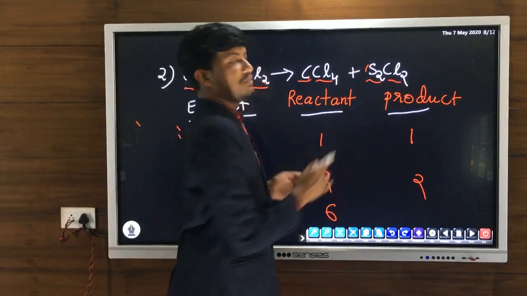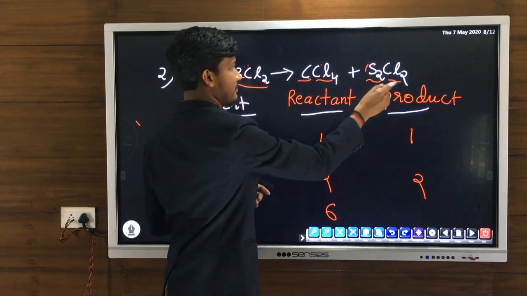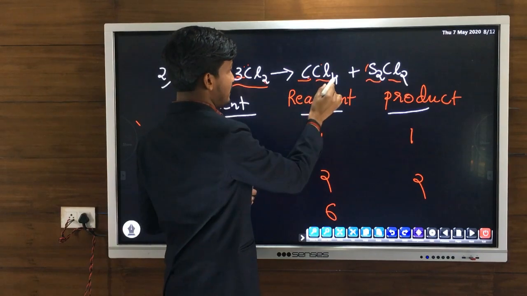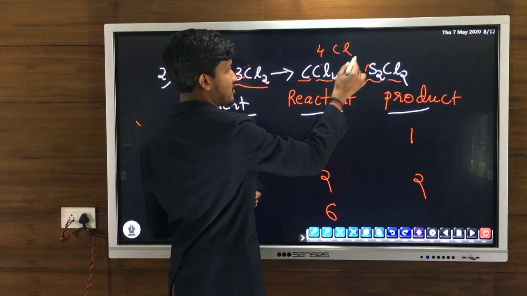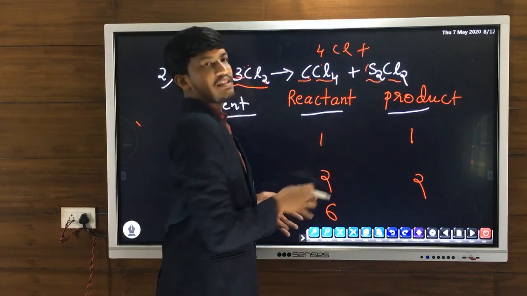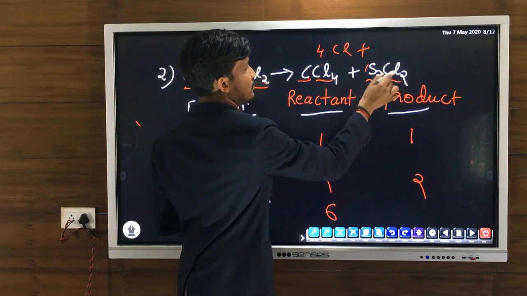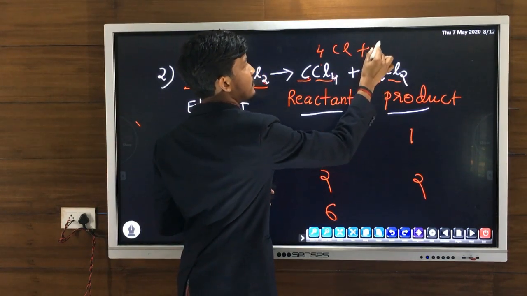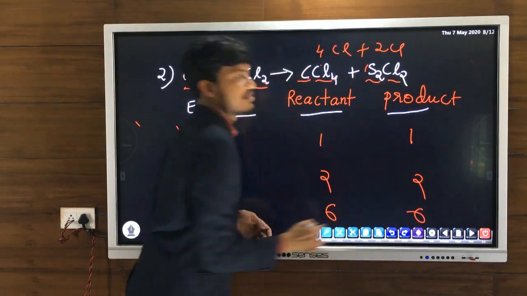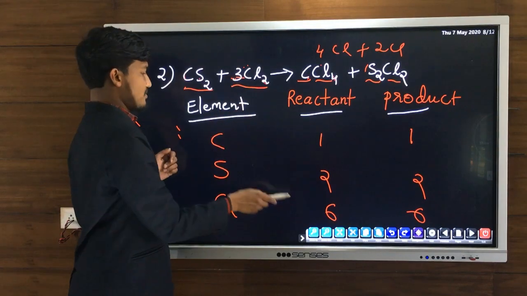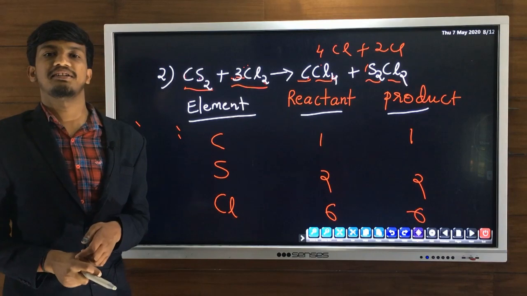Next, number of chlorine atoms on the product side. In this there is chlorine in the first product, in the second product also there is chlorine. Cl4, no coefficient, therefore 4 chlorine atoms from the first one, plus in the second product Cl2, so 4 plus 2, 6 chlorine atoms. On the left side 3 into 2, 6 chlorine atoms. On the right side 4 plus 2, 6 chlorine atoms.